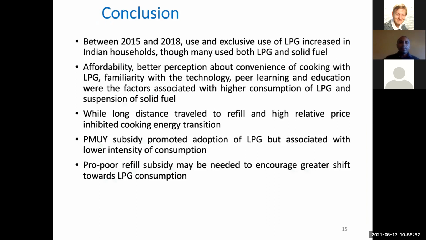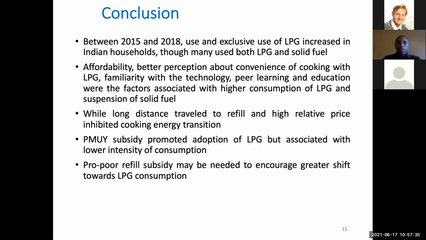Therefore, in conclusion, between 2015 and 2018, use and exclusive use of LPG increased, though many households are still using both simultaneously. Affordability, better perception about convenience of cooking with LPG, familiarity with the technology, peer learning and education are variables that were associated with higher consumption of LPG and the suspension of solid fuel, while long distance travel to refill, high relative price of LPG compared to fuel wood had inhibited cooking energy transition.